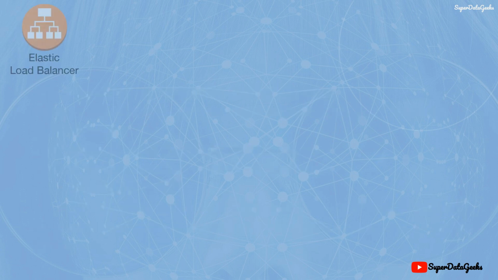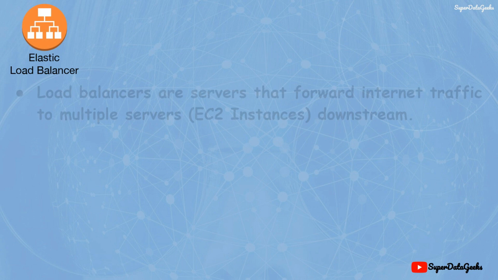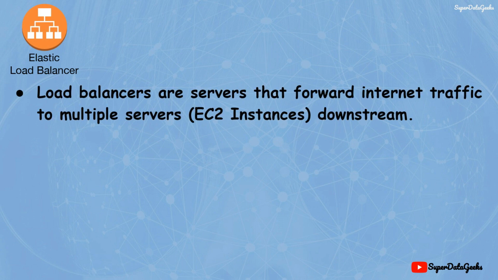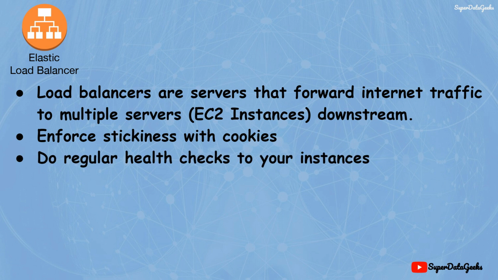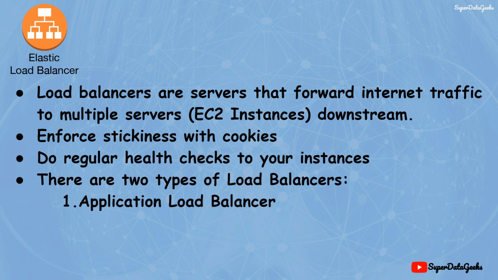Next service is Elastic Load Balancer, which is an important service in AWS. Load balancers are servers that forward internet traffic to multiple servers based on some logical rules. This enforces stickiness with cookies. It does regular health checkups on your instances. It checks whether the instances at the backend are healthy or not. There are two types of load balancers: application load balancer and network load balancer. We will see this in detail in other videos. So this is the basic of elastic load balancer.